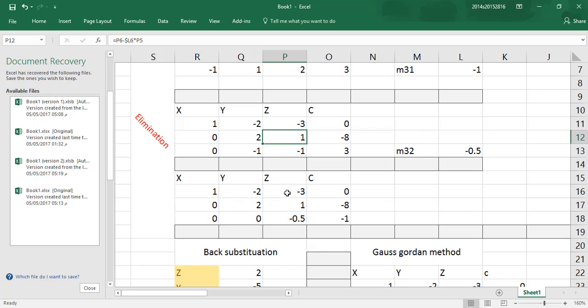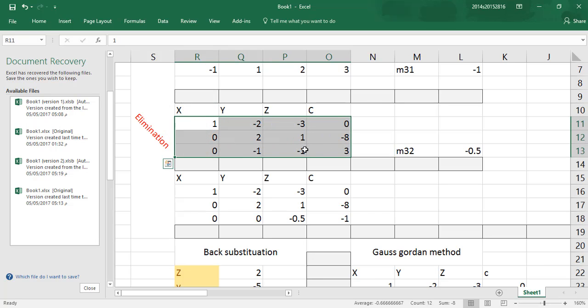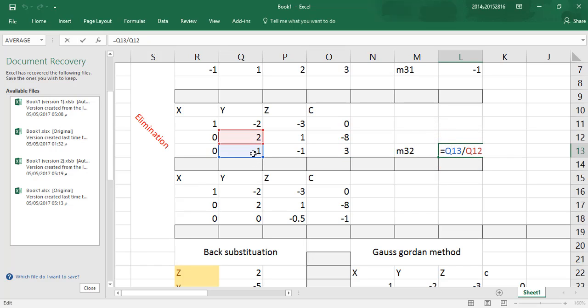At this point we can get this matrix, but we can't solve it yet, so we will modify this matrix by getting a new parameter M32. The new parameter will equal the cell of column 2 of row 3 divided by the cell of column 2 of row 2.